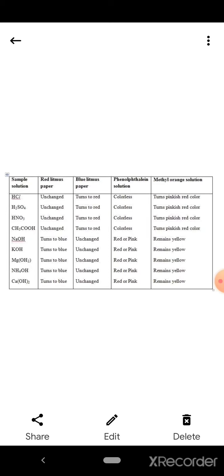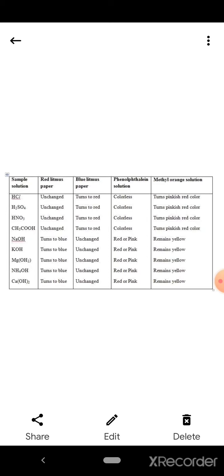Now let's consider sodium hydroxide, potassium hydroxide, magnesium hydroxide. See, the chemical formula for sodium hydroxide is NaOH, potassium hydroxide is represented by KOH, magnesium hydroxide is represented by Mg(OH)2, ammonium hydroxide is represented by NH4OH, and calcium hydroxide is represented by Ca(OH)2.